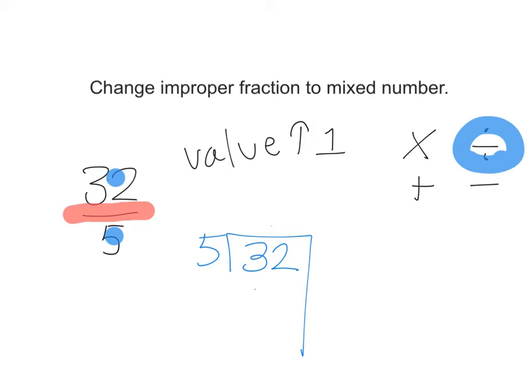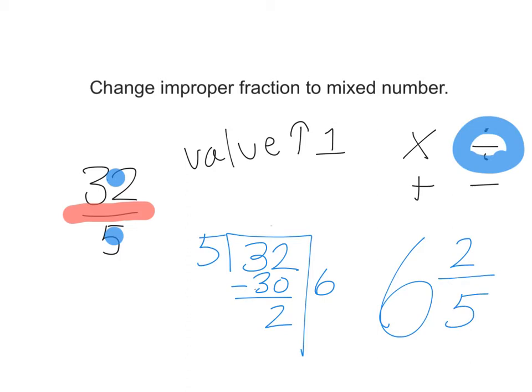And now all I need to use are my division strategies to solve. I know that 5 times 6 is 30. 2 is my remainder. So my answer is 6 and 2/5. Remember that your denominator should always remain the same.